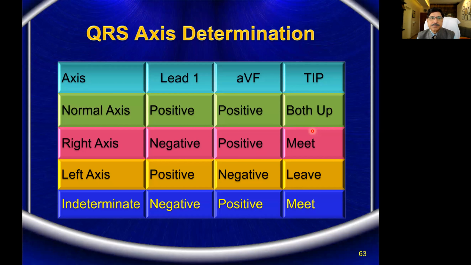Now, let us see. In the tabular form, I have put. Normal axis means L1 will be positive, AVF will be positive, all the four leads are positive, both are up. Right axis, L1 is negative, AVF is positive, that the waves meet, that is why right meet. Left axis, L1 is positive, AVF or L3 is negative, they leave each other. That is called left leave or left axis. Indeterminate, L1 will be negative, AVF will be negative, and that is not useful because that is a very rare situation. We don't get it, so we don't require to know about that in the prima facie.